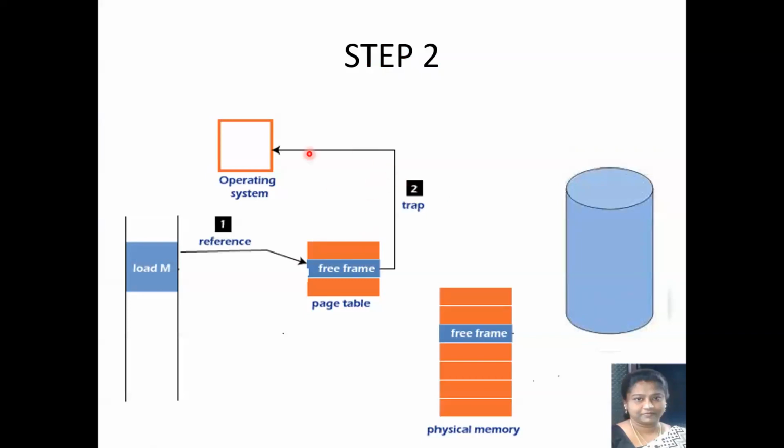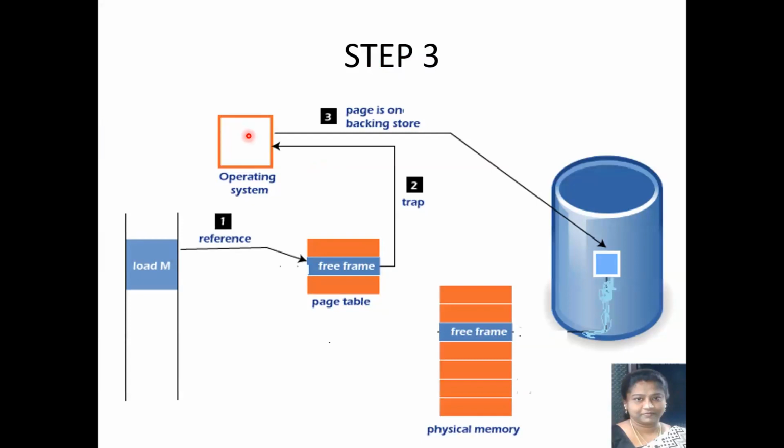So once the OS receives the trap, the third step is, the OS will check whether that particular page is available on the secondary memory or not, on the backing store. So the OS will try to check for the page, and if that page is available in the backing store, it's the responsibility of the OS to bring it back and load it into the main memory. So this is step number 3. What is step 3? The OS is checking whether the page is there on the backing store or not.